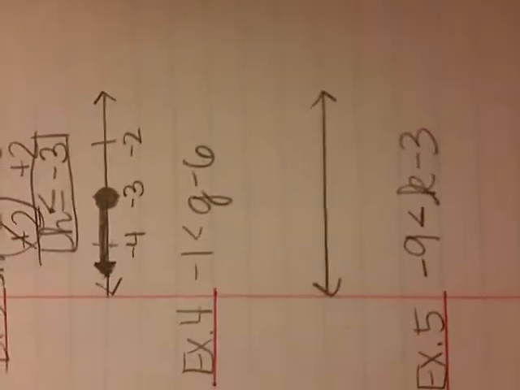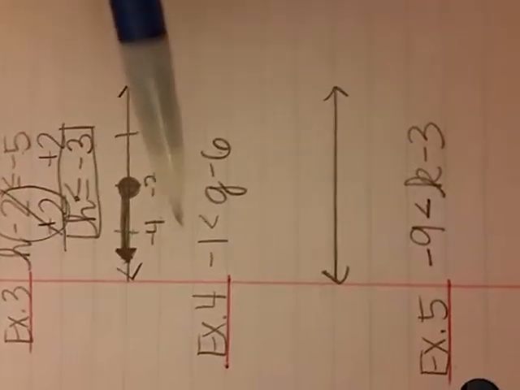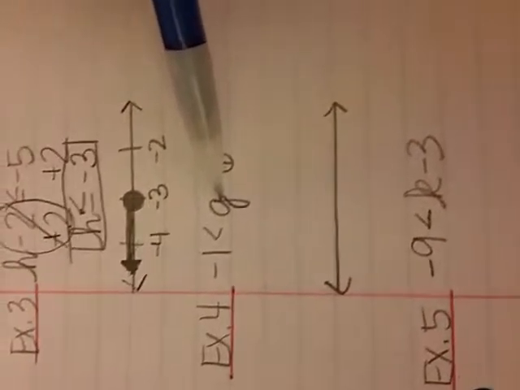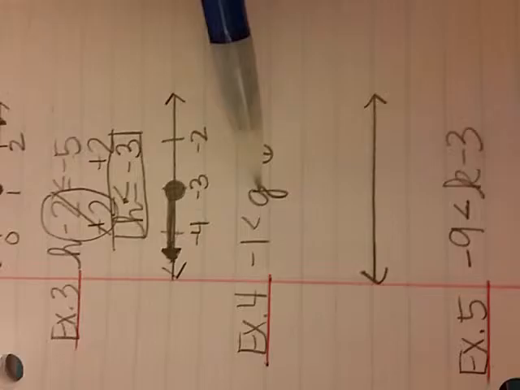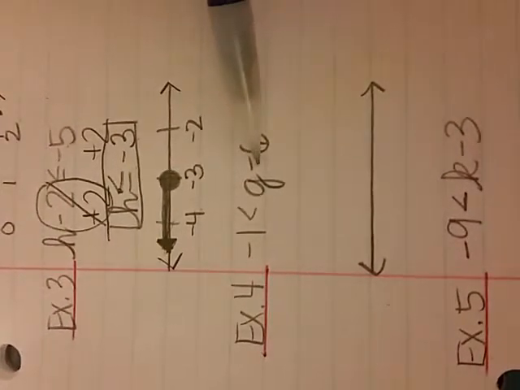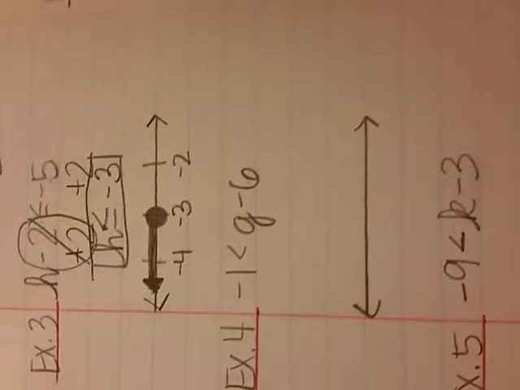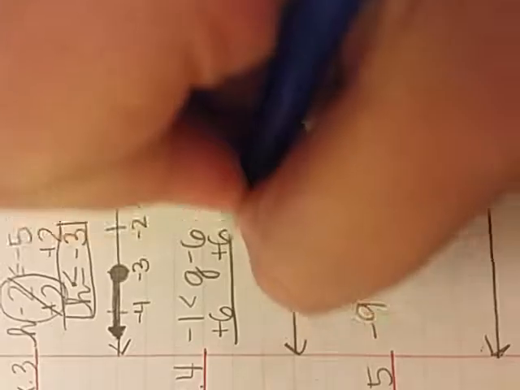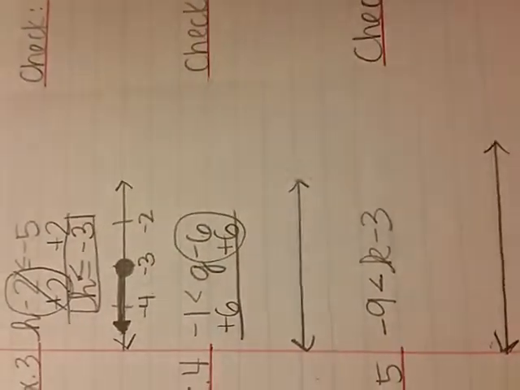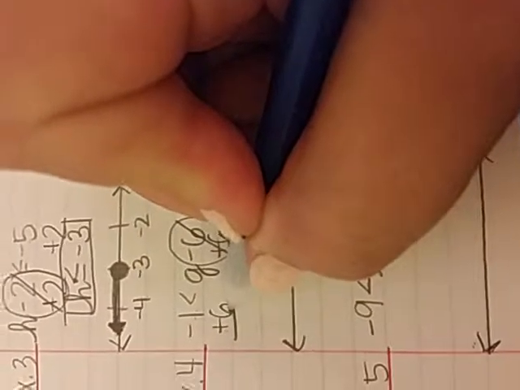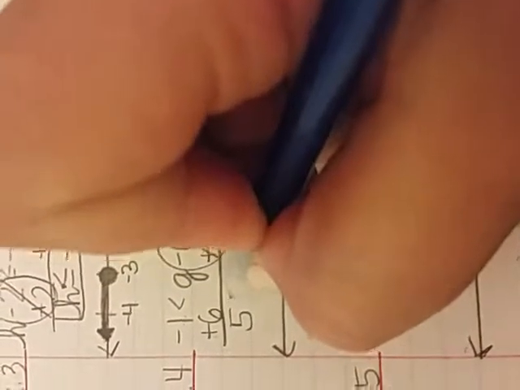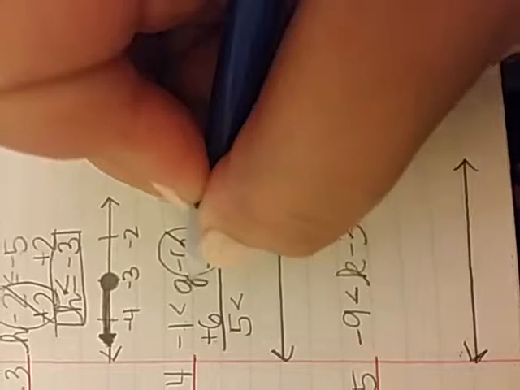Okay, our next example is example 4, and this time our variable is on the right-hand side, so watch what we're going to have to do. We still have a subtraction inequality. We have to add 6 to both sides to isolate our variable. Okay, additive inverses cancel each other out. -1 plus 6 is +5, which is less than g.